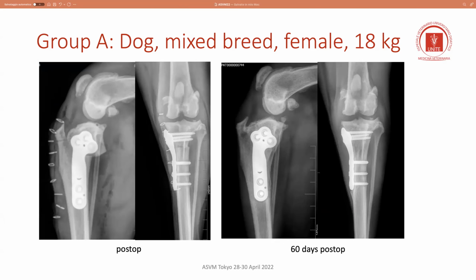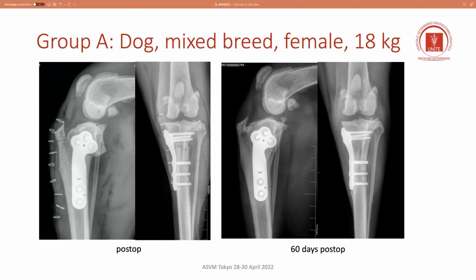This is a dog from group A. It's a mixed breed dog, female, 18 kilos. This dog had a unilateral TPLO surgery that was fixed using a locking plate. And basically, 60 days after surgery, you can see a complete healing of the osteotomy without any problems related to surgical site infection.